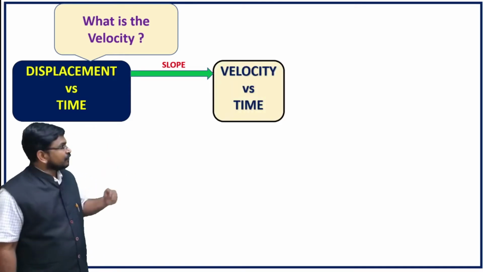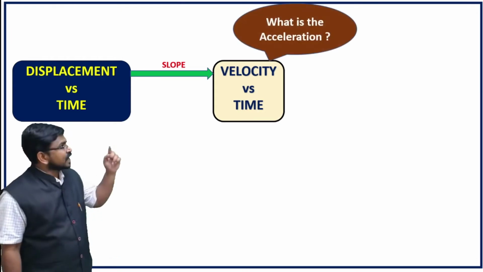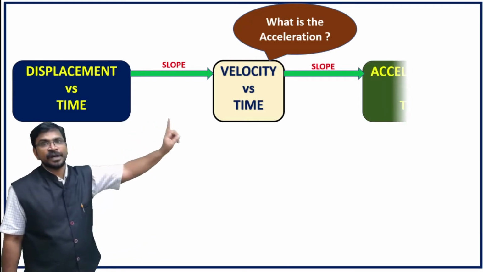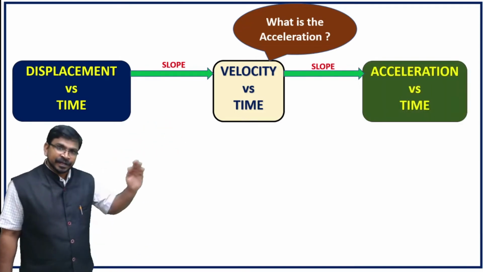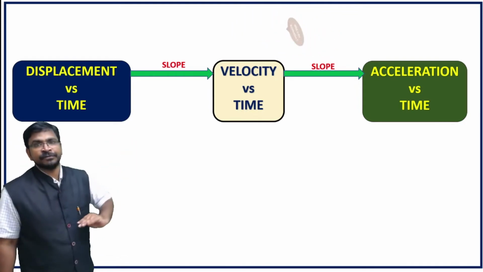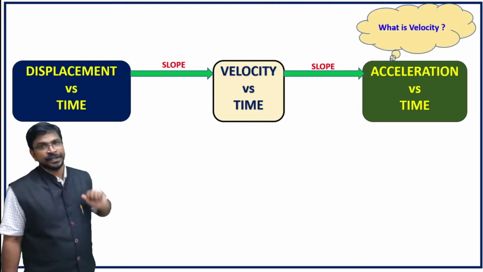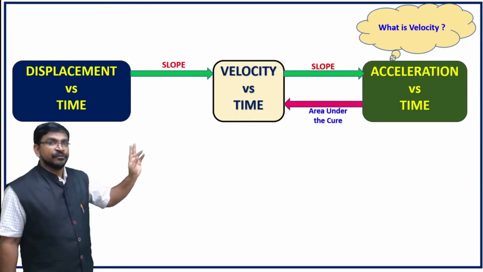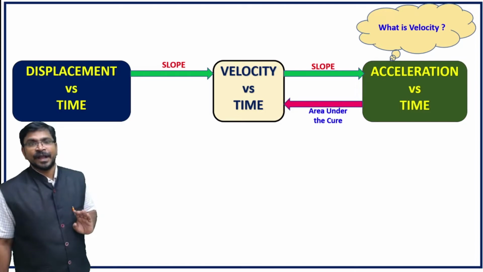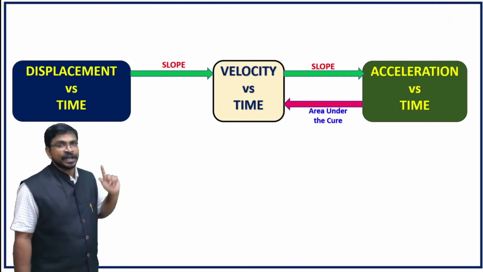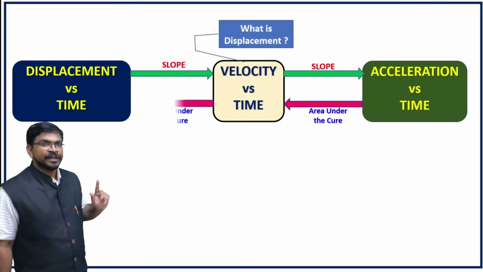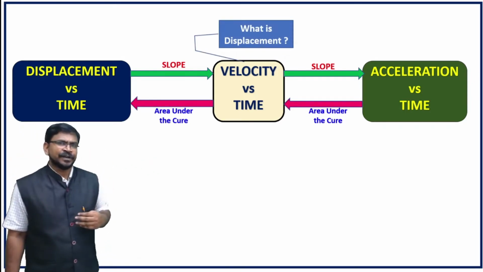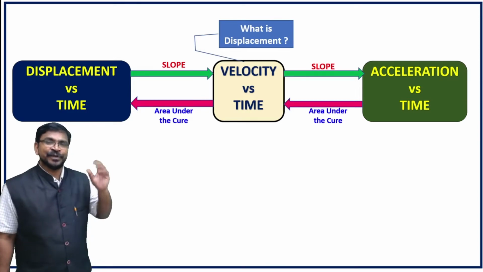And similarly, from the velocity versus time graph, what is acceleration? Acceleration is obtained from the slope of the velocity. And in reverse, again, from acceleration versus time, what is velocity? Velocity can be obtained from acceleration in the reverse direction with the area under the curve. And similarly, from the velocity-time graph, if I want displacement, then area under the curve.